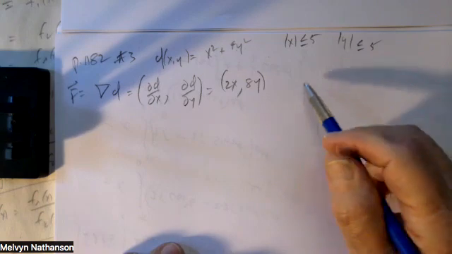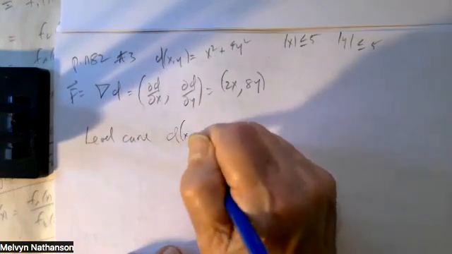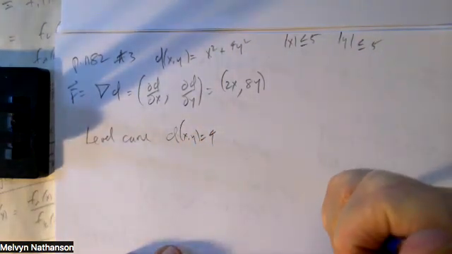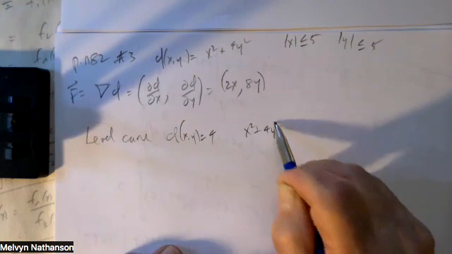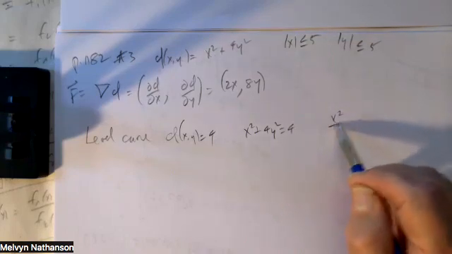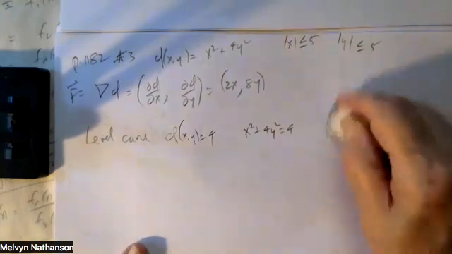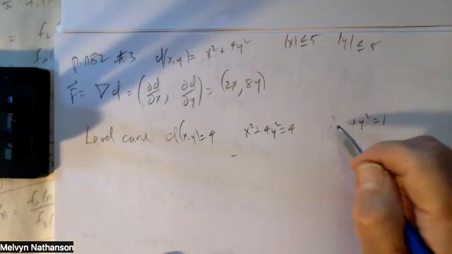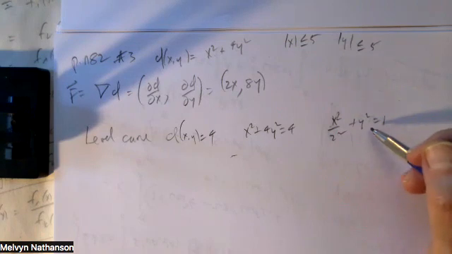What are some level curves of phi and a few vectors along the level curves? For example, suppose I take the level curve phi of x, y equals 4. That means I'm looking for all points in the plane where x squared plus 4y squared equals 4. If I divide by 4, x squared over 4 plus y squared equals 1, which is x squared over 2 squared plus y squared equals 1. Well, this is an ellipse.